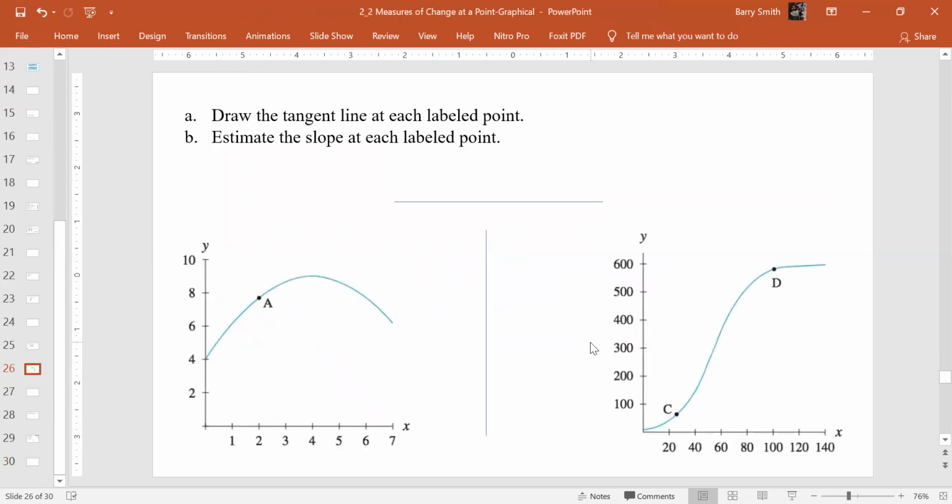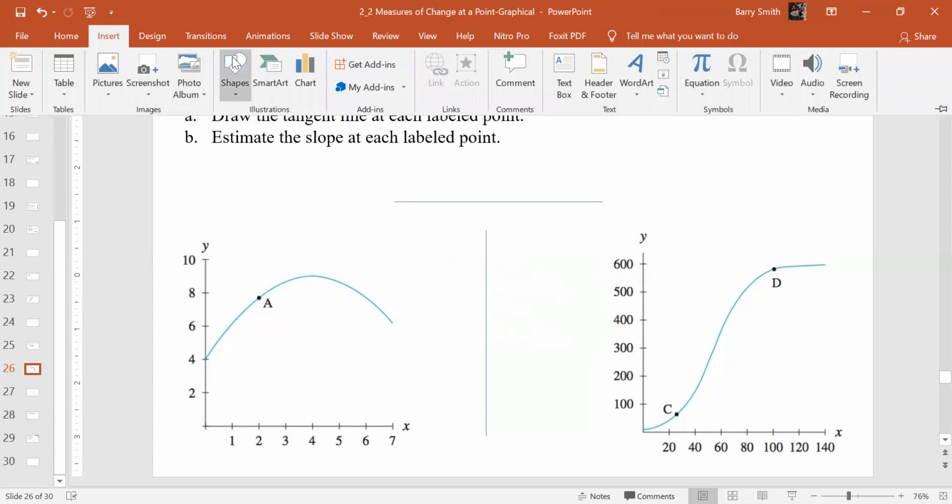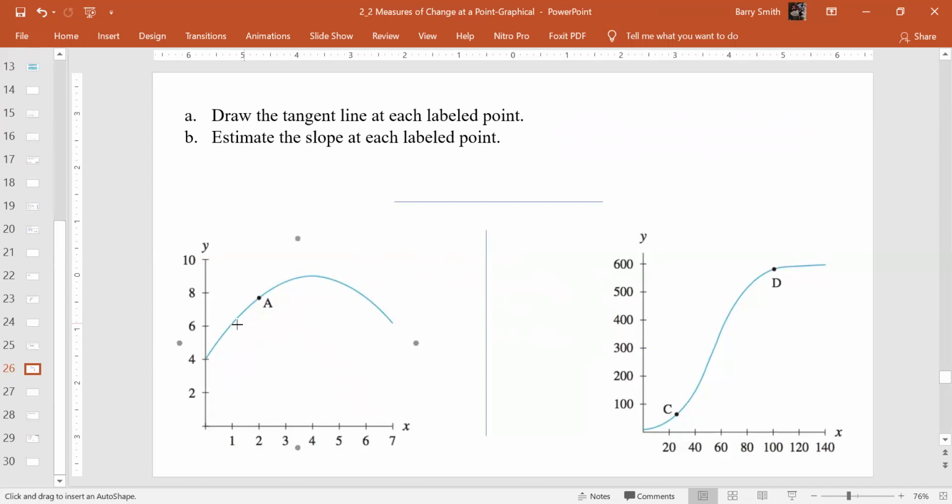All right, so here we're supposed to draw the tangent line at each labeled point and then estimate the slope at each labeled point. Now this is one of those things where you're going to get a different value than I get, and somebody else is going to get a different value than they get, because first we're not going to draw the same tangent line. It'll be as close as we can get, but it's not going to be exact, okay? And then we have to find the slope.